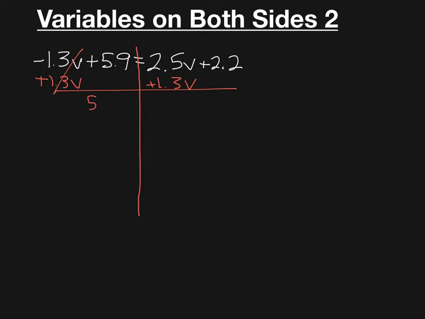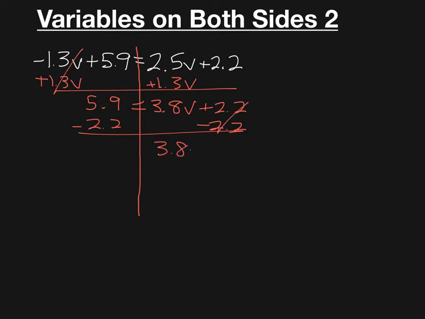I'm going to be left with 5.9 equals 3.8v plus 2.2. Now, I just have a two-step equation. Even though these are decimals, we're going to solve this the same way, using inverse operations. Plus 2.2, inverse operation is subtraction. Cancel there, 3.8v equals 3.7. And now we have to divide.